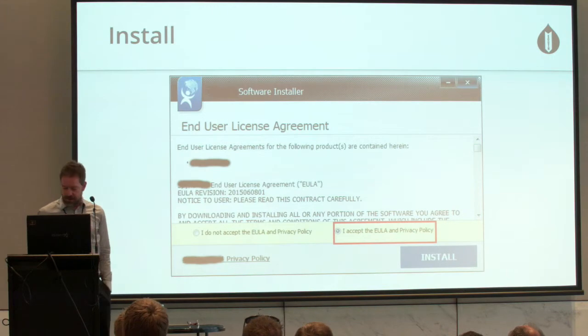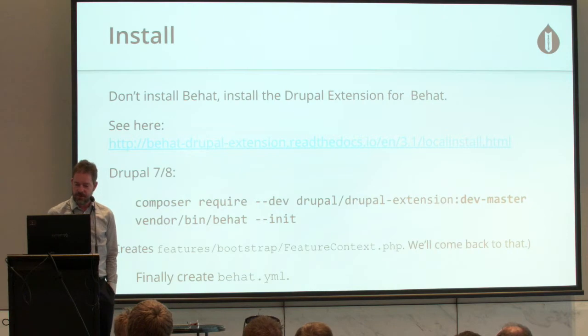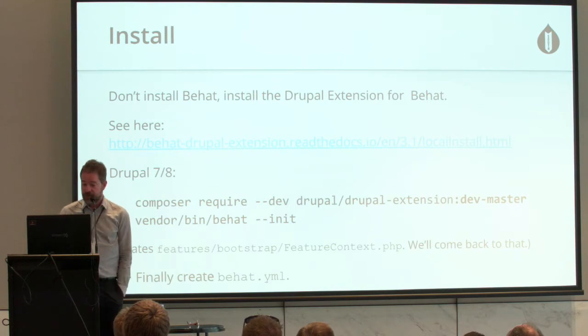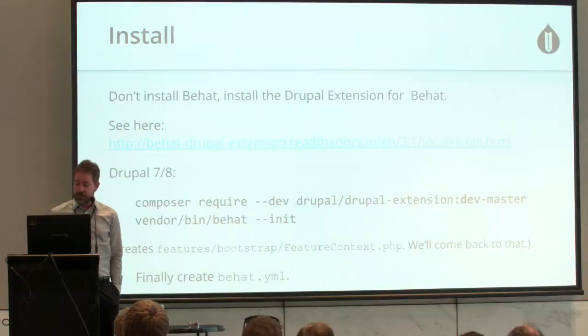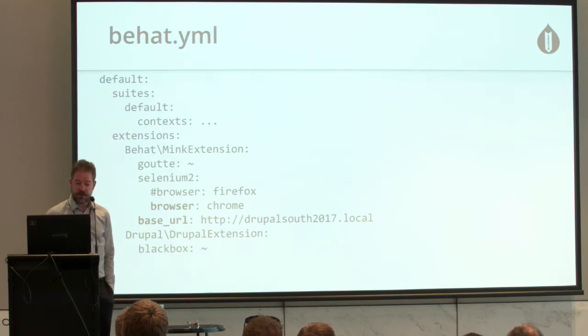Installation is easy, none of these privacy accept agreements. You just install it with Composer. What you do is install the Drupal extension. You can read it at your leisure later. So we initialize the test. That's the Behat init step, which creates a particular file, feature context. I'll talk about it later. And then the final step is create a YAML file, the Behat YAML file. And that looks like this. Certain fixed keywords need to go in there.